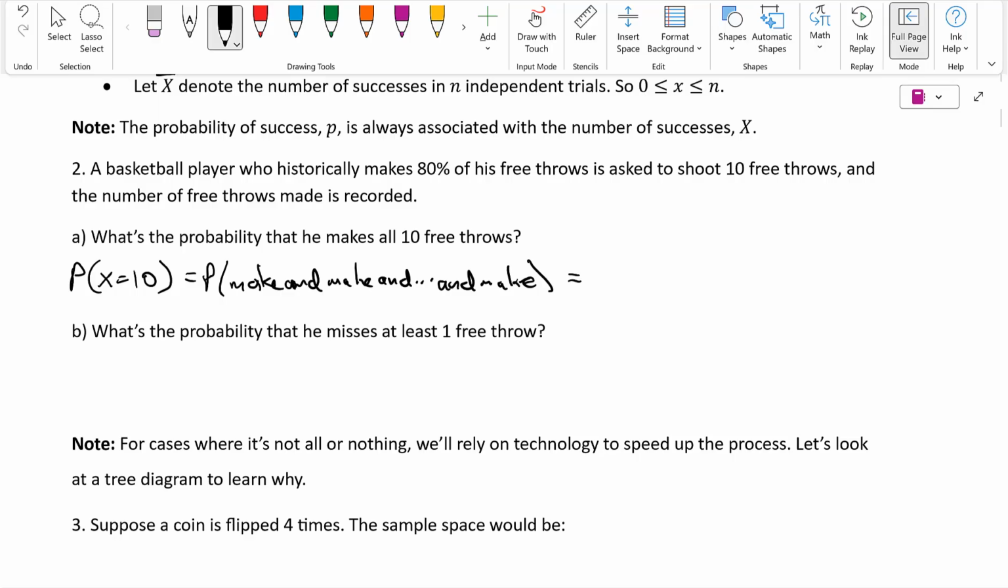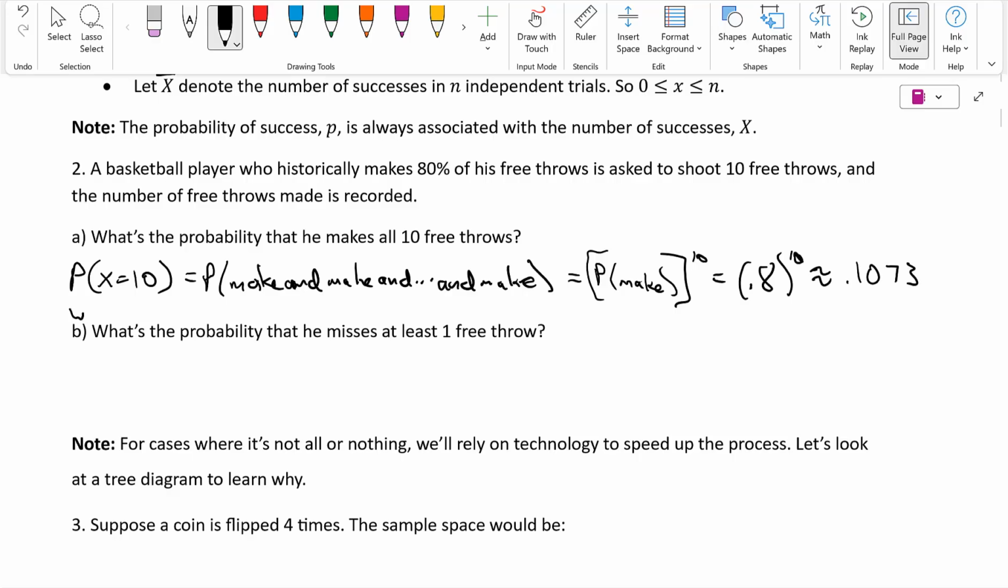This is our independent multiplication rule, right? We talked about all those shots being independent. So really it's the probability that he makes a shot to the 10th power, which is going to give us a 0.8 to the 10, or approximately 0.1073.